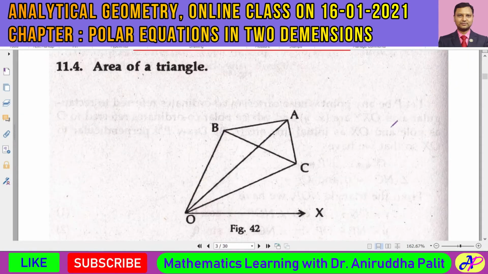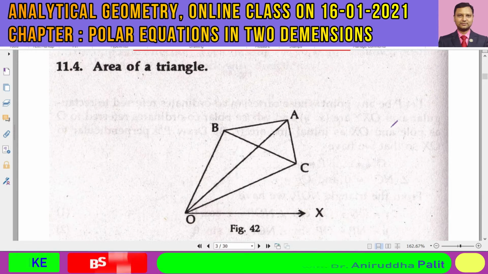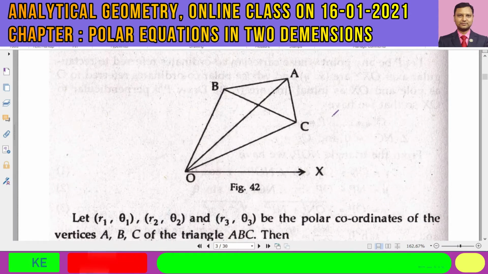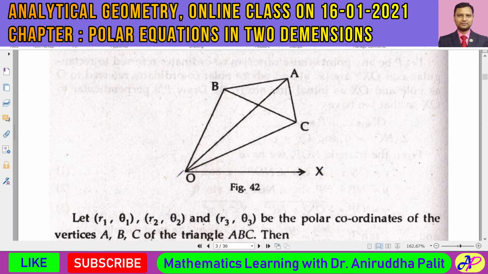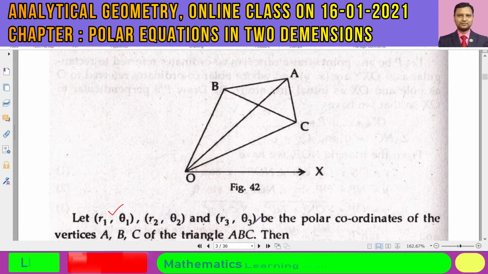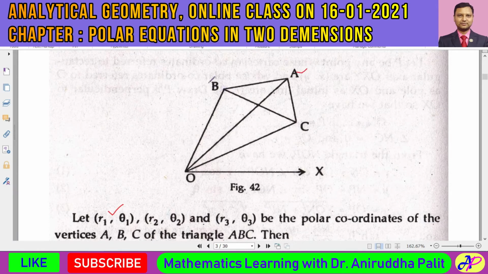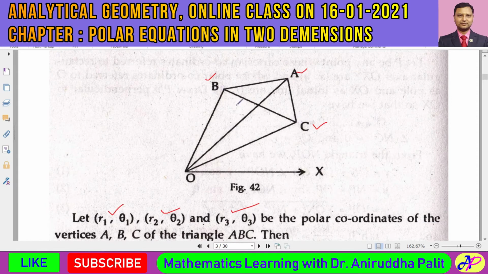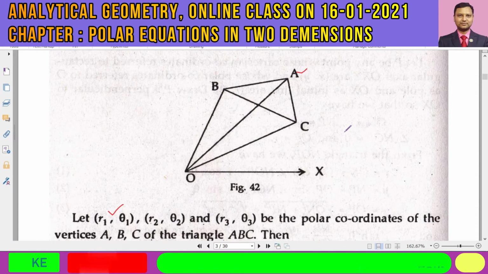Now, let's try to find out the area of a triangle. Suppose we have a triangle A, B, and C, and suppose this point capital A has the polar coordinates r1 theta 1. The point capital B has the polar coordinates r2 theta 2, and the point capital C has the polar coordinates r3 theta 3. And we want to find out the area formed by this triangle ABC.